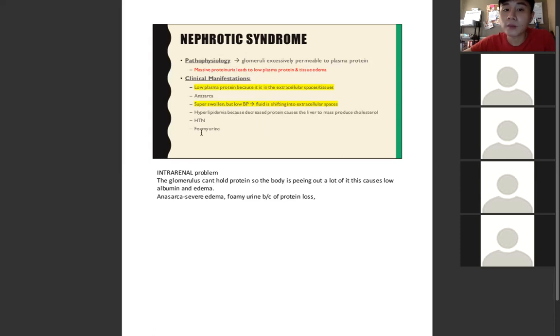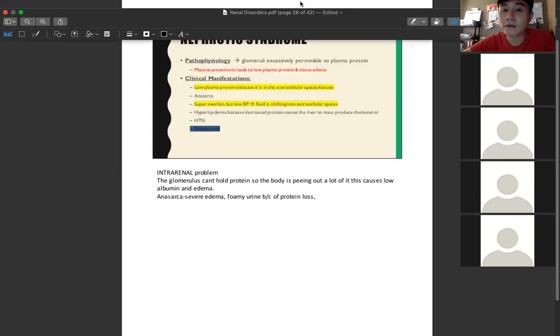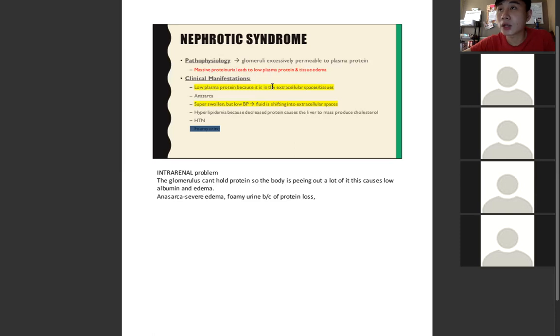Foamy urine because of the protein. Whenever you look at the patient's urine inside the hospital, when you empty it and it's super foamy, it has a lot of bubbles and looks very foamy. It means that the patient has a lot of protein inside the urine, and whenever protein is inside the urine, it's not good. The urine should not have protein in it in a normal healthy person.